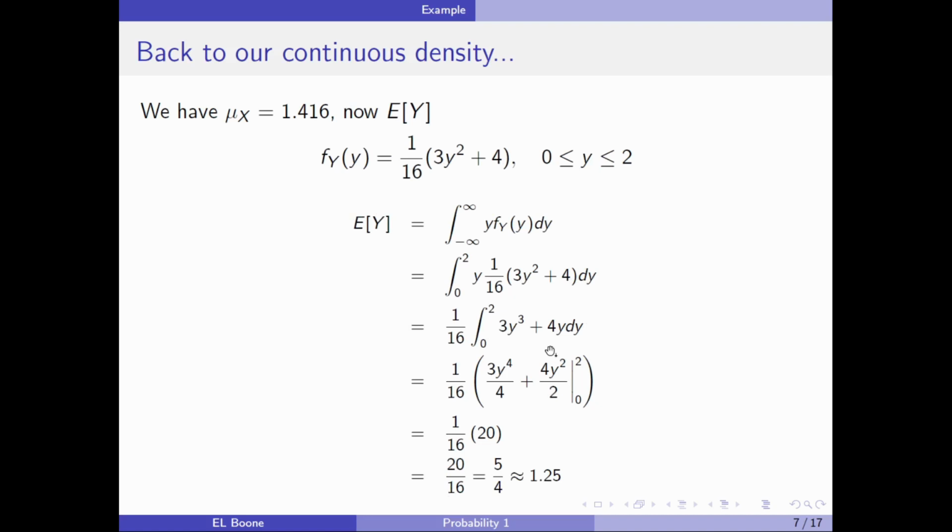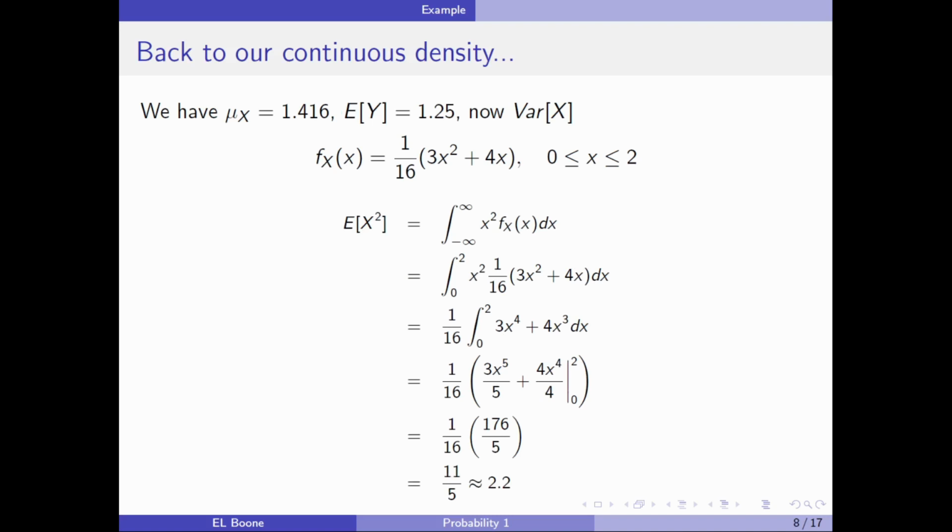Okay, so now that we have this, we're going to integrate it. It comes out to this quantity here: 3y to the 4th over 4, plus 4y squared over 2. Going to evaluate that at 0 and 2, and it comes out at the nice number of 20. So our answer here becomes 20/16 or 5/4 or 1.25.